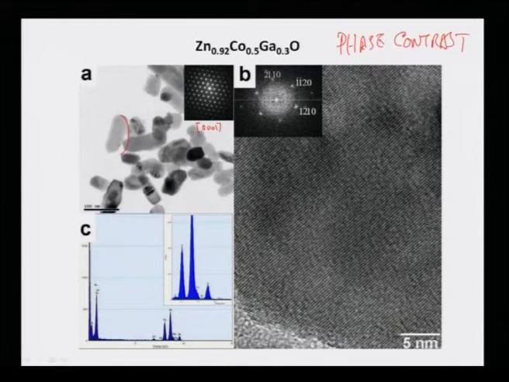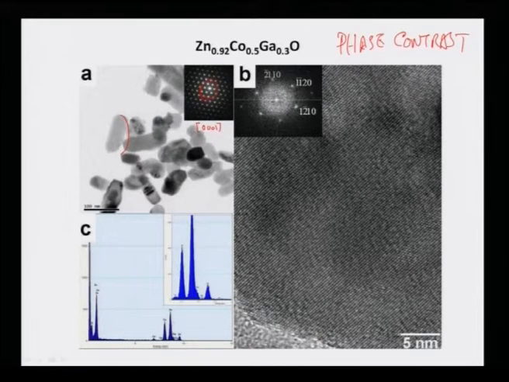what you need to do is select a set of spots, like the first 6, along with the transmitted beam, and put a big aperture like that, and then you can form an image which is shown on the right hand side.